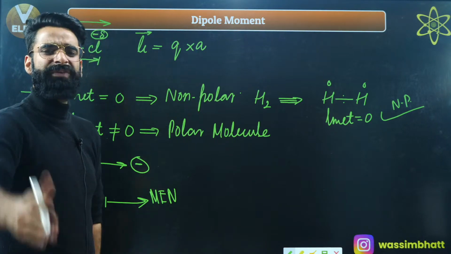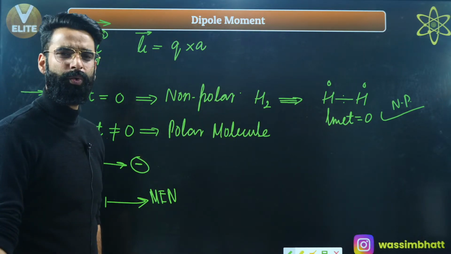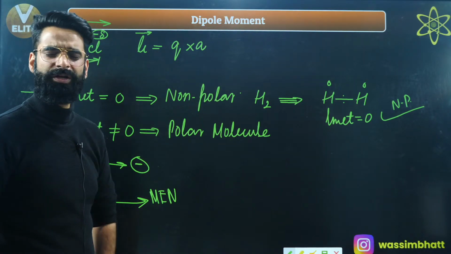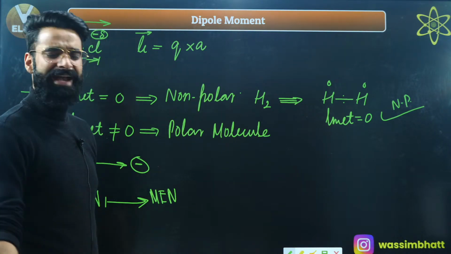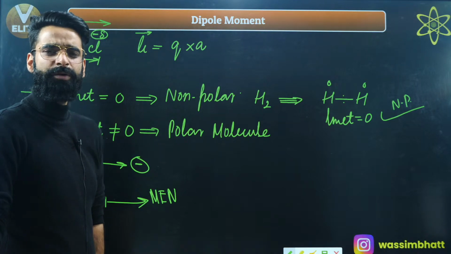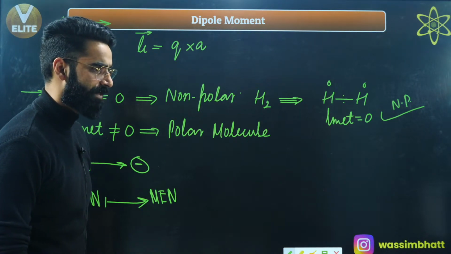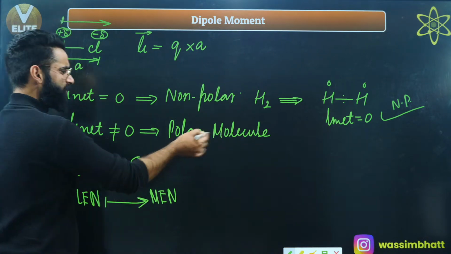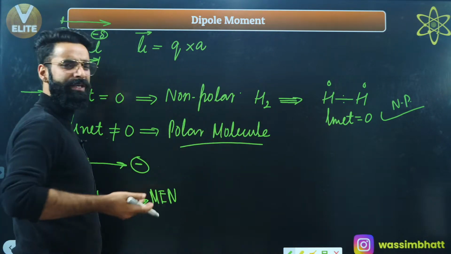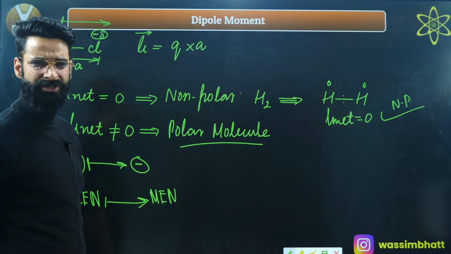Similarly, if you take the case of F2 or O2, right? F2, O2, whatever, correct? Their net dipole moment is going to be 0. If their net dipole moment is 0, they are definitely going to be what? Non-polar molecules. As simple as that. Similarly, let me take some cases of polar molecules as well. Polar molecules are the ones in which the net dipole moment is non-zero, correct?